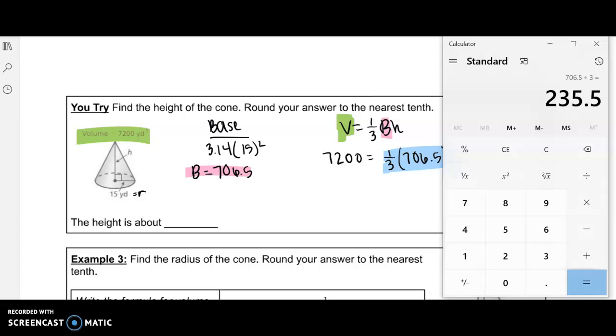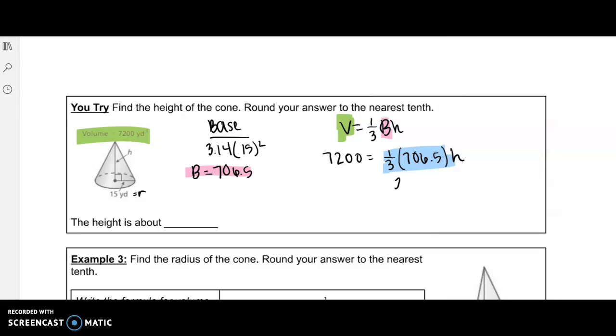That's the same as multiplying by 1/3. So we get 235.5 times our height is equal to that 7,200. So now we're going to divide by 235.5 on both sides.